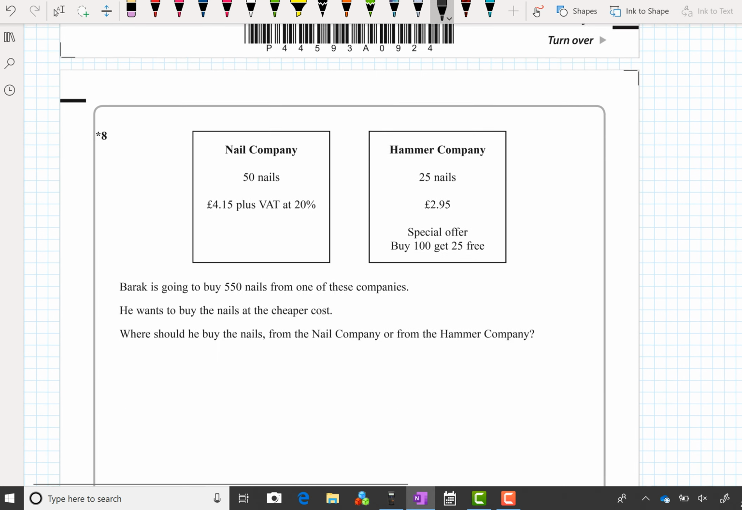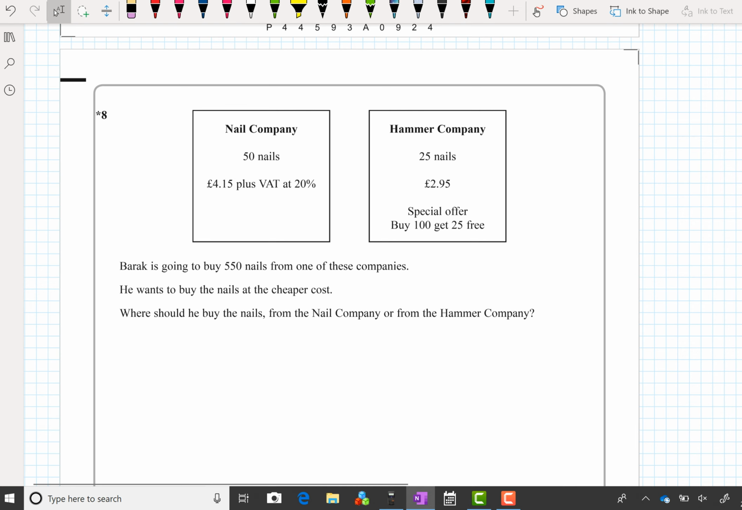Next one, question A. It's got a star next to it. It's like question 2. A bit strange. So, Barack is going to buy 550 nails. And they're like acrylic nails or nails you hammer in. Goodness, doesn't matter, does it? Alright, so Barack is going to buy 550 nails from either the nail company or the hammer company, because there's 2 of them. He wants to buy nails at the cheaper cost. Yep, don't we all? Where should he buy the nails from?